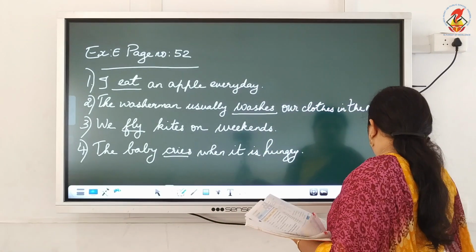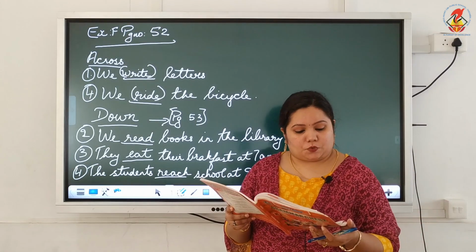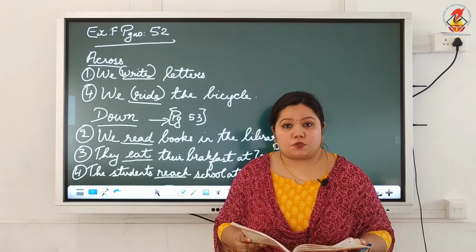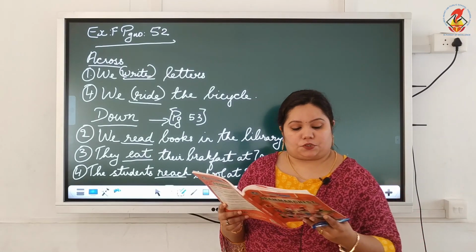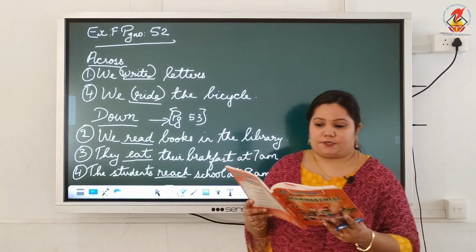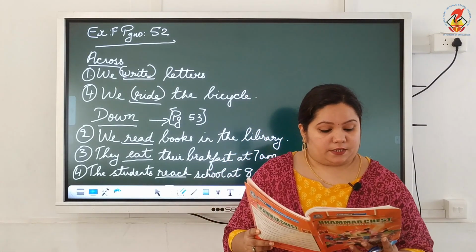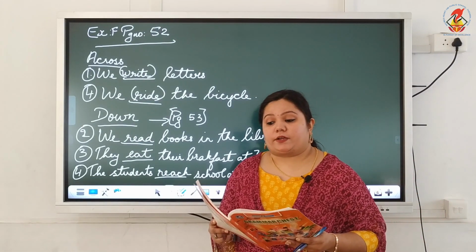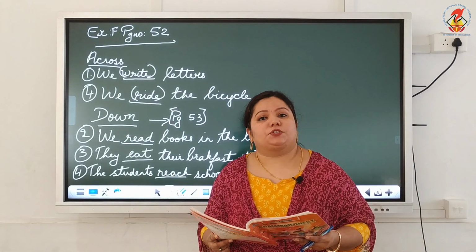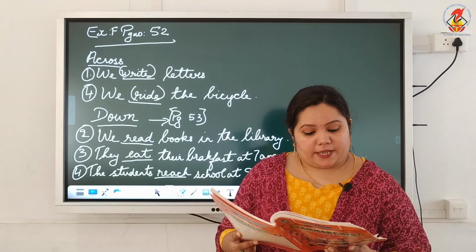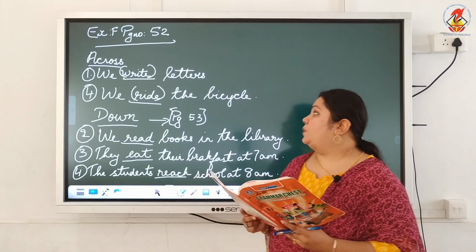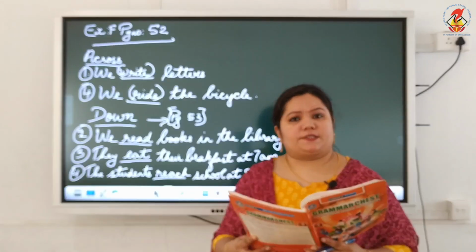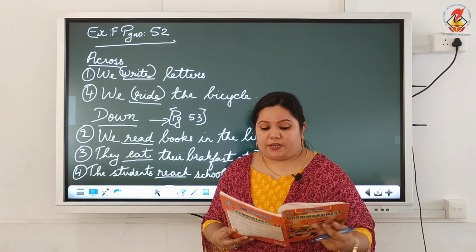Then we have the next one on page 52. It's a crossword. I know all of you would like to do crosswords. It's quite fun to do it. So here it is mentioned across. We dash letters. So what do we write there? Yes, we write letters. So we should write that across. It's given there in the crossword puzzle. We should write it there. Then the next one, we dash the bicycle. We ride the bicycle. Okay. It's all very simple. You can understand it and write it.